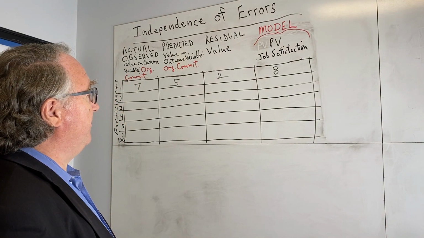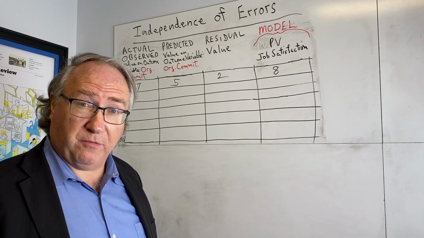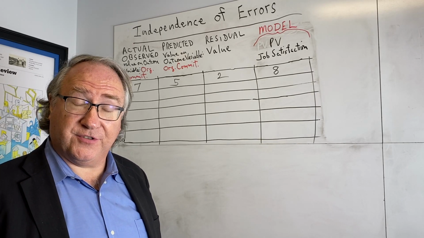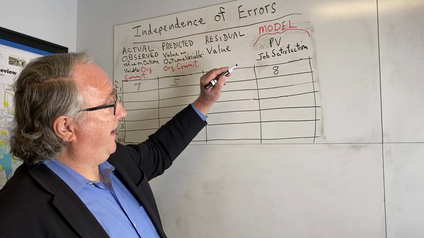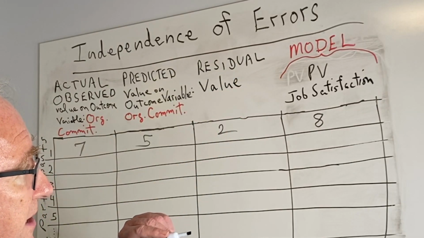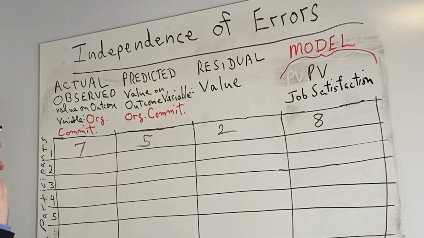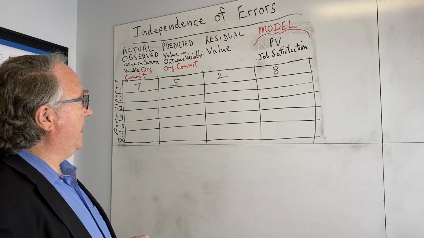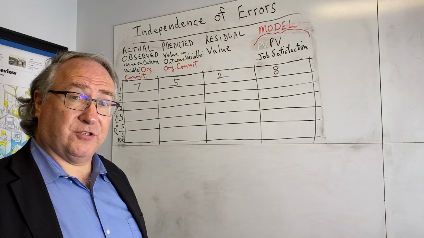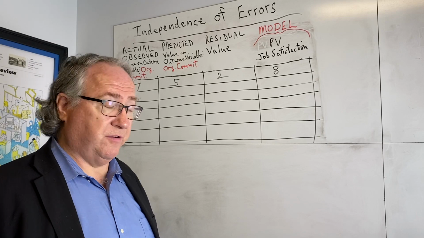The first thing I want you to note is that we're going to keep this real simple for talking about the independence of errors assumption. We're going to have a model with one predictor variable, job satisfaction, and an outcome variable of organizational commitment. Let's start with that, and we'll talk about the independence of errors assumption.